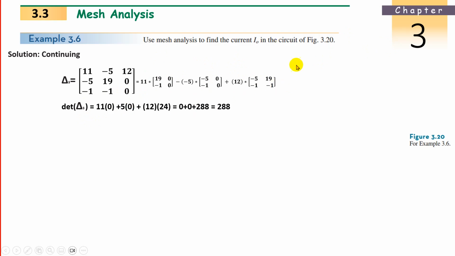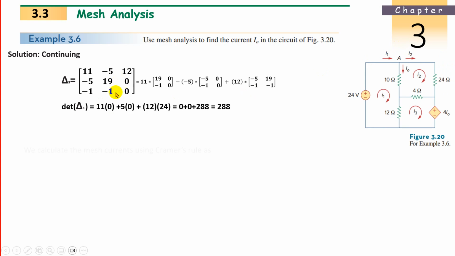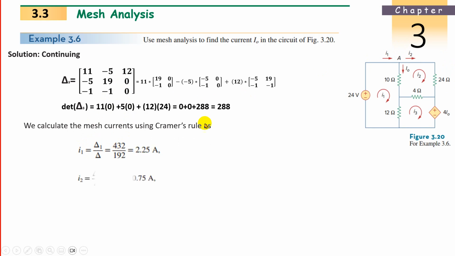You will get 288. So we got delta 1, delta 2 and delta 3. Now what is the I1? I1, loop current I1, is nothing but determinant 1 divided by total determinant. So 432 by 192, 2.25 amperes. I2 is determinant 2 by total determinant, 144 by 192, 0.75. I3 is determinant 3 by determinant, so 288 by 192, 1.5 amperes. So these are the I1, I2, I3.